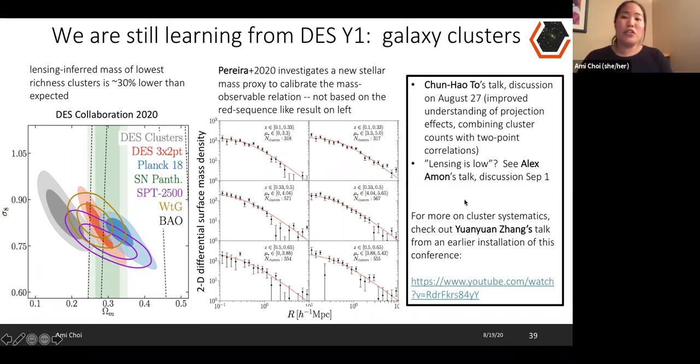I also recommend Chun-Hao To's talk with a discussion on August 27th. He's done a lot of work in improving the understanding of projection effects for cluster analyses, and also methods for combining the cluster counts with 2-point correlations.